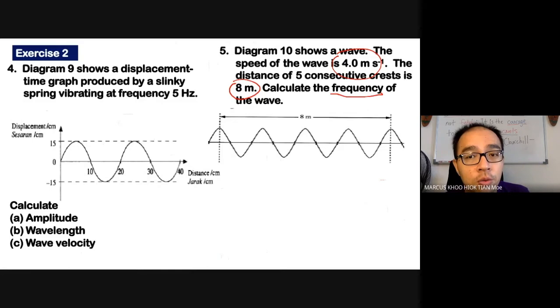Now, in order to calculate the frequency, I have the speed, but I don't have the wavelength. What is the wavelength? It is definitely not 8. Okay, don't be so easily fooled. Come on. 5 crests, 8 meters. So what is the wavelength? Find the wavelength, then you can find the frequency.